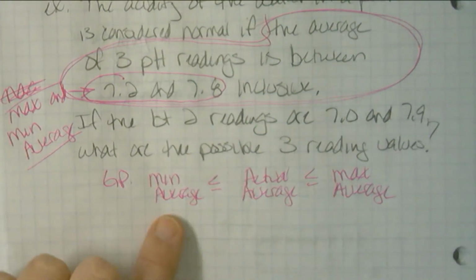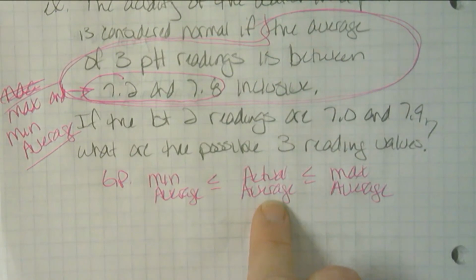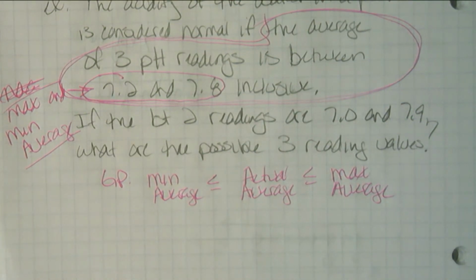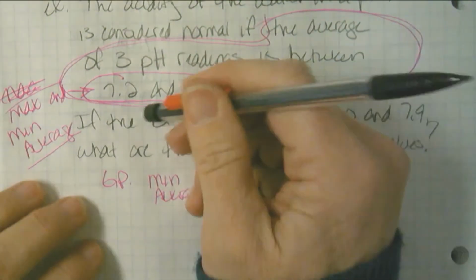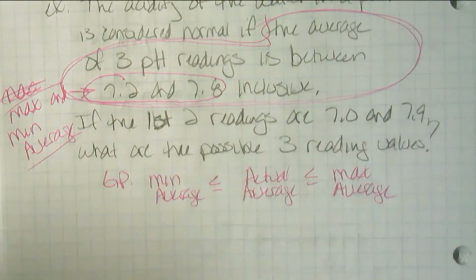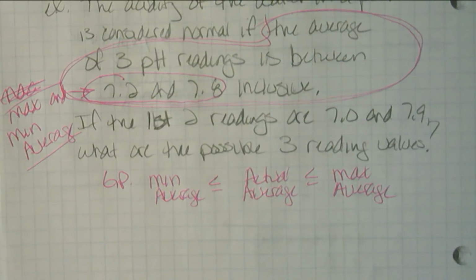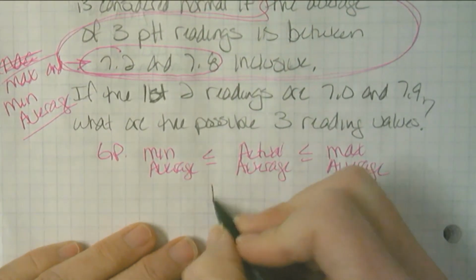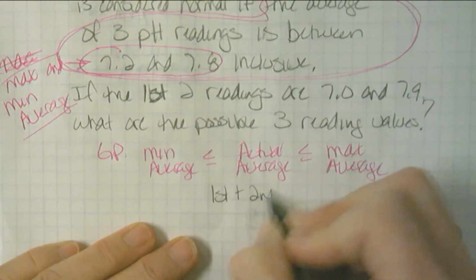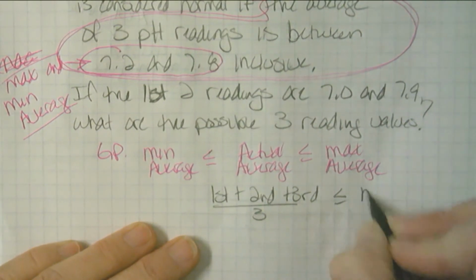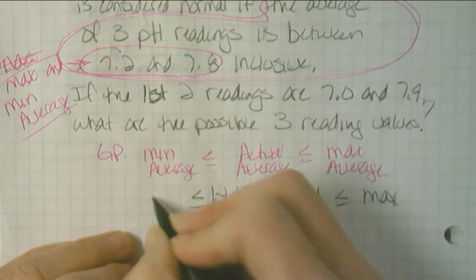So I have a minimum average, I have a maximum average, and then I have my actual average. Well, how do I find the average of 3 test readings? Come on, you guys, how do I find the average of 3 things? Ashton? I add them up and I divide by 3, so my first plus my second plus my third divided by 3 is going to be between my maximum and my minimum.